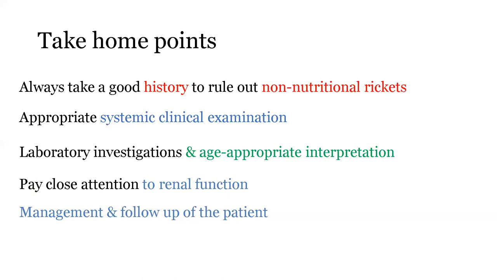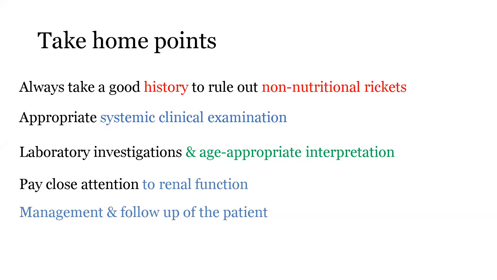So take-home points from today's presentation would be that we always need to take a good history to rule out non-nutritional causes of rickets. Nutritional causes always have to be ruled out, but what pointers in the history would lead to non-nutritional rickets? A positive family history of rickets would be a pointer. A very early onset of rickets, less than 6 months of age, is another pointer towards non-nutritional rickets.